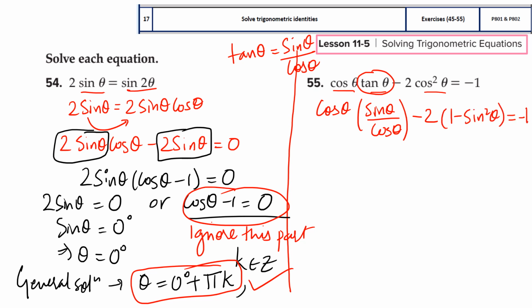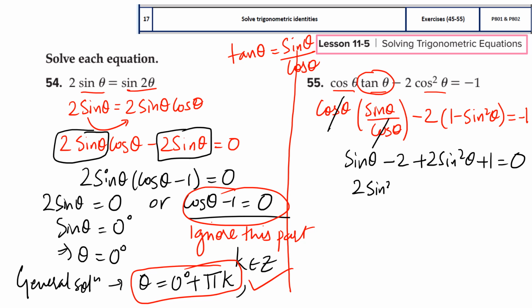The right side is the same, no change. So this goes. So here I have sine theta minus 2 plus 2 sine square theta plus 1 equal to 0. Rearrange and it will be a quadratic equation in sine. So this is what we get. Now let us assume x to be sine theta. So this quadratic equation changes to 2x square plus x minus 1.